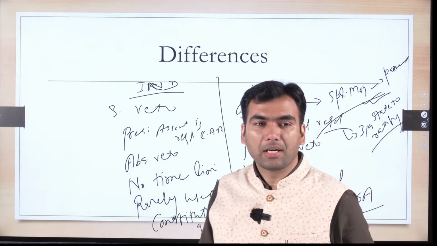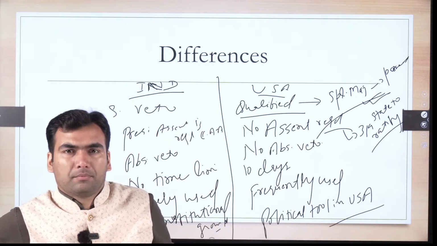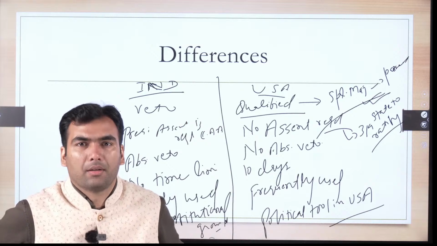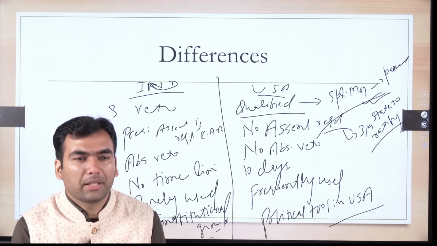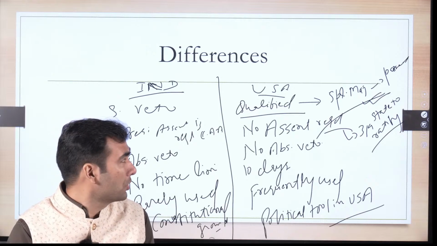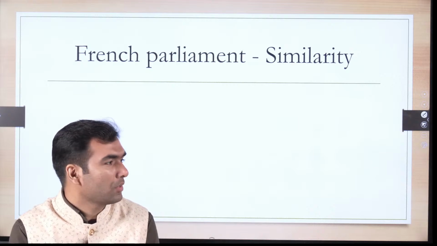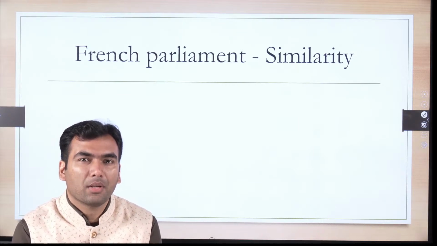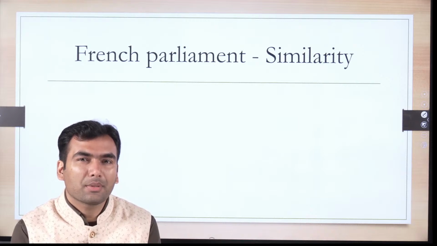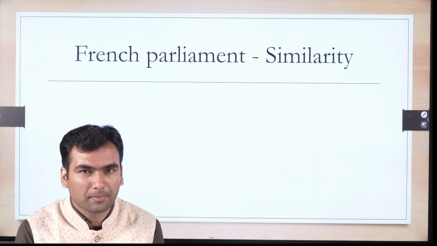Next, we are going to start the French Constitution. The French system is a little bit more complicated than either of these two systems. There also we are going to study first about the French parliamentary form of system. In terms of parliamentary system, there is still a lot of similarity because they also have a bicameral legislature.